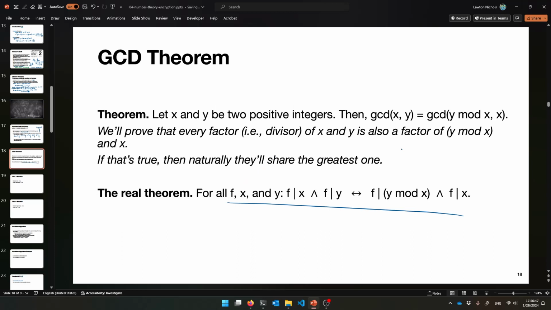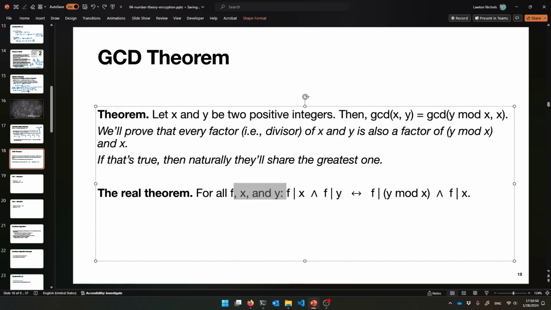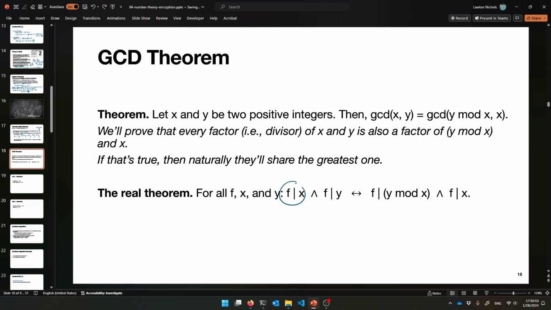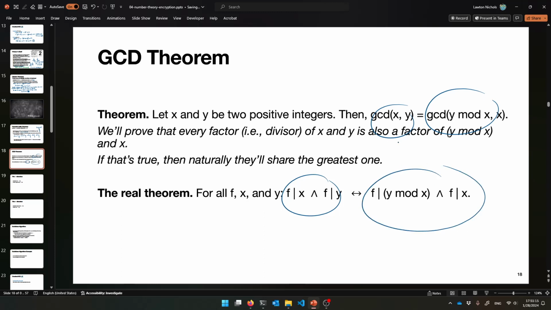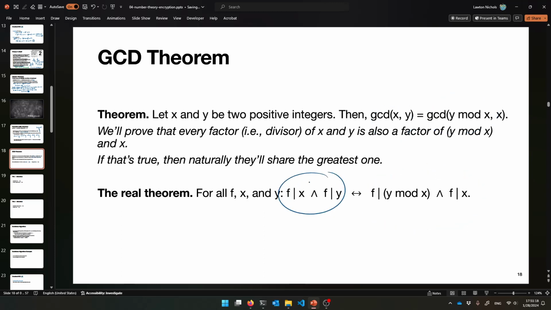Okay, so here's kind of what we're going to show. Here it is spelled out in math form. For all f, x, and y, these are integers, f divides x and f divides y if and only if f is also a factor of y mod x and also x. Why? Because this is like GCD stuff on the left, and f is a factor, and just the GCD stuff on the right. So we've got y and x, right? So f is a factor of x and y if and only if f is a factor of y mod x and x at the same time. See that?